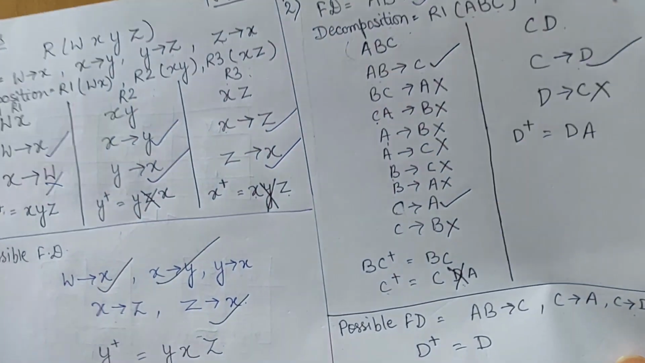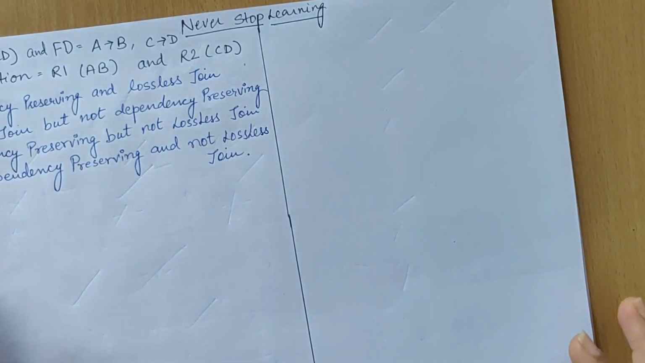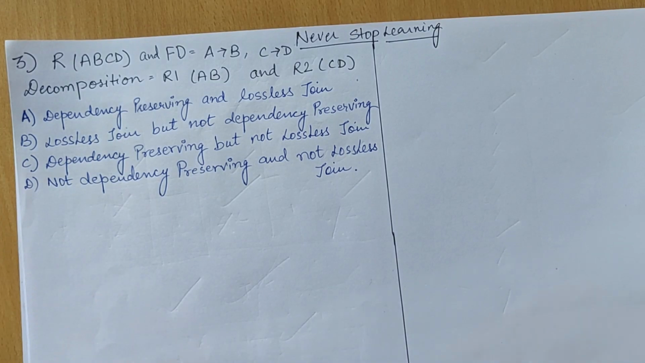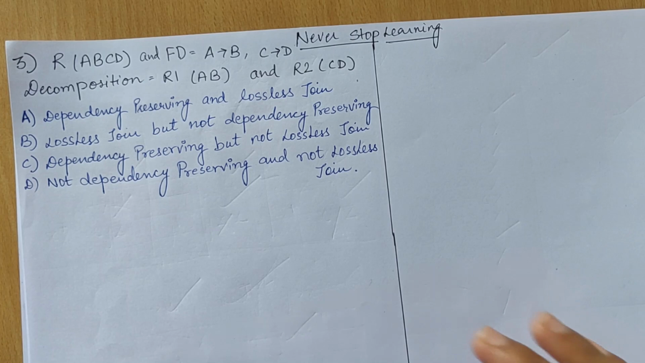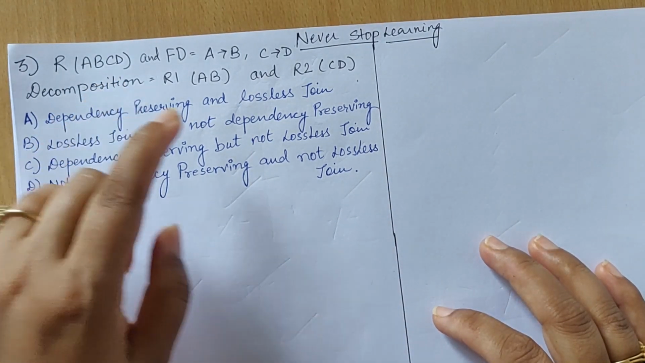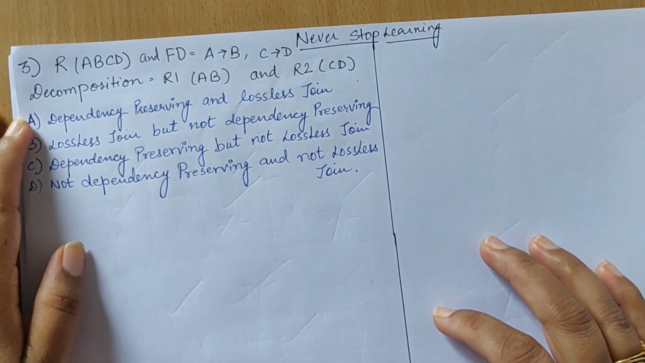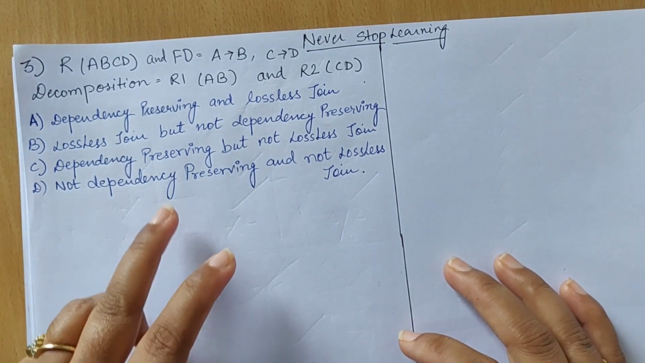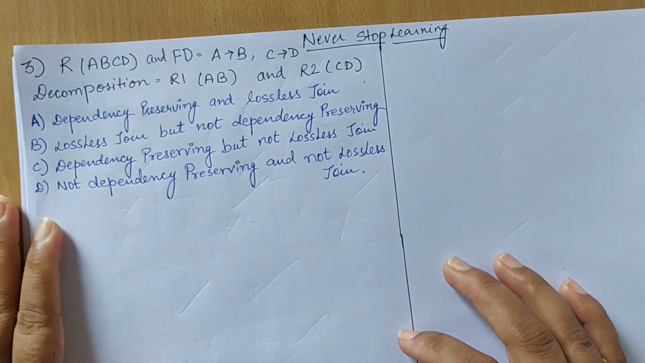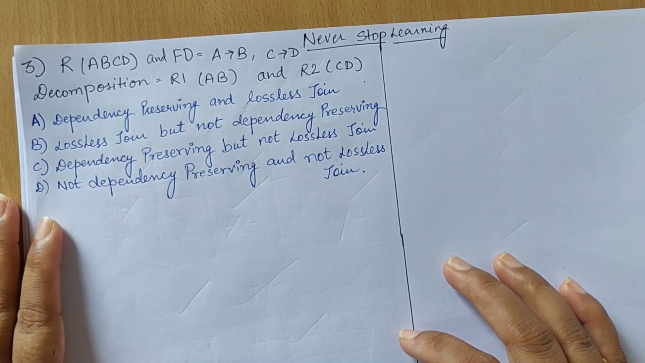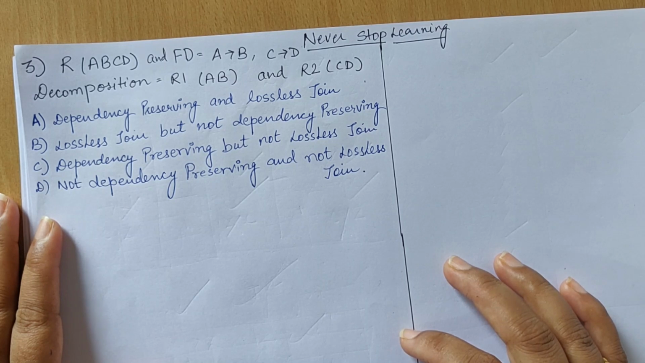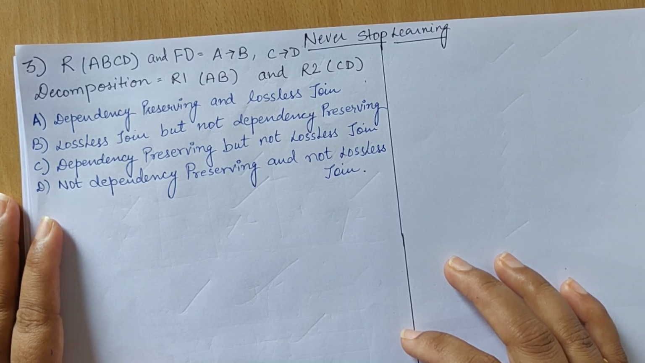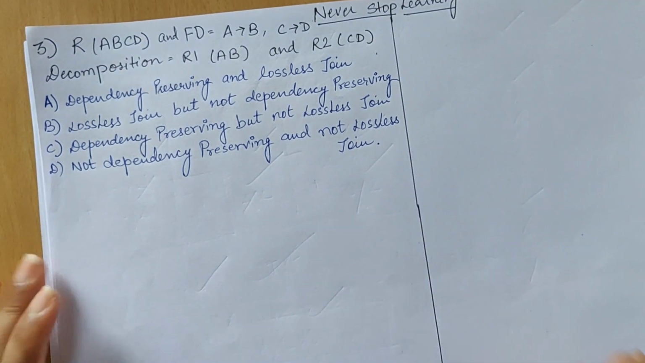Okay. Now here we have one more example, and this example is from the GATE question series. The question came like this: a relation is given to you, functional dependencies are given to you, and a decomposition of the table is given to you, and then 4 options are there. Whether it is dependency preserving and lossless join, lossless join but not dependency preserving, dependency preserving but not lossless join, or not dependency preserving and not lossless. And you have to tick the correct answer.